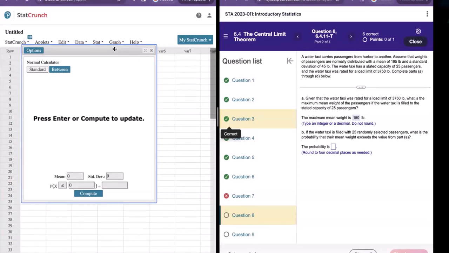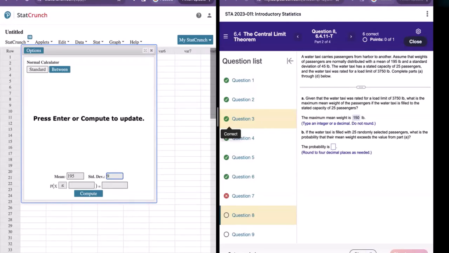Okay, and we have the mean and we have the standard deviation, so if we have both of those, we should have the information to get the rest. So we have a standard deviation of 45, but wait, this is the one where you have to take the standard deviation and divide it by the square root of the number. So that would be 9.